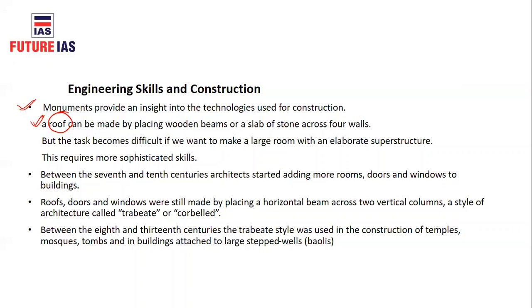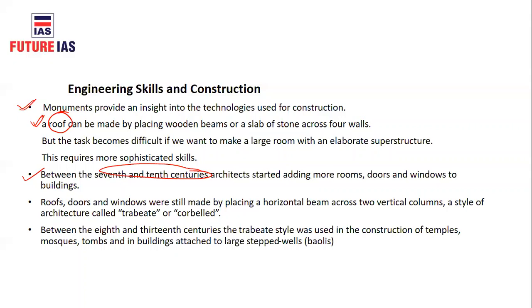And between the 7th and the 10th century, the architects started adding more rooms, doors, and windows to the buildings, right? So it has given certain other aspects of aesthetic looking, and other aspects like ventilation in the buildings also. Now the roofs, doors, and windows were still made by placing a horizontal beam across two vertical columns.